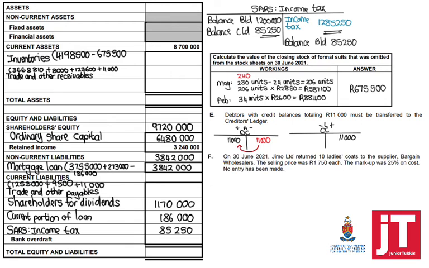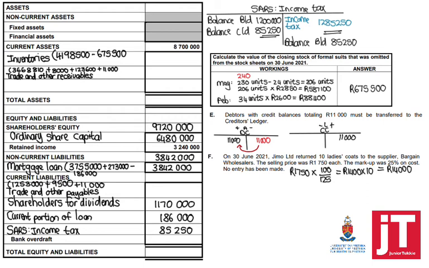On 30 June 2021, GMO Limited returned 10 ladies' coats to the supplier, Bargain Wholesalers. The selling price was 1,750 each. The markup was 25% on cost. No entry has been made. We now first need to calculate the cost. This was returned to our supplier.